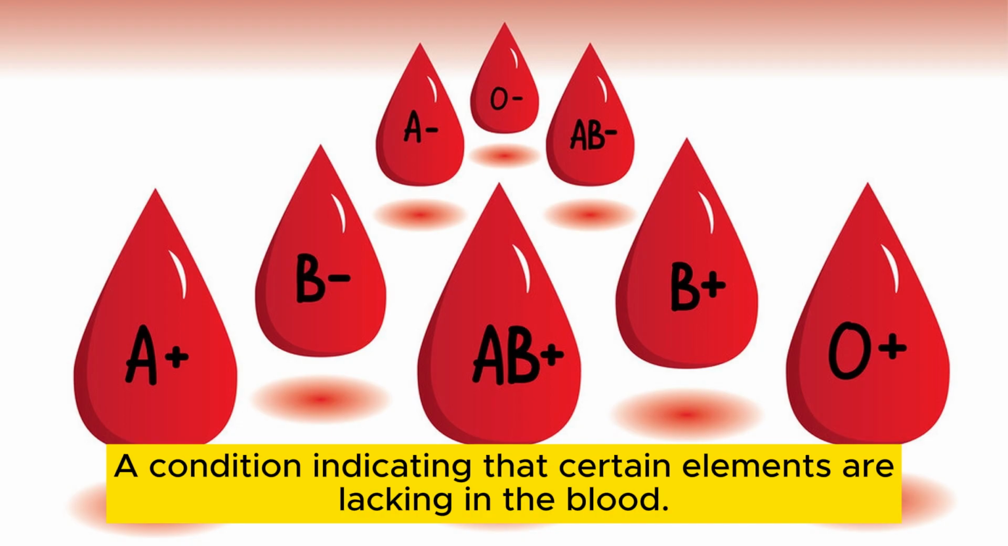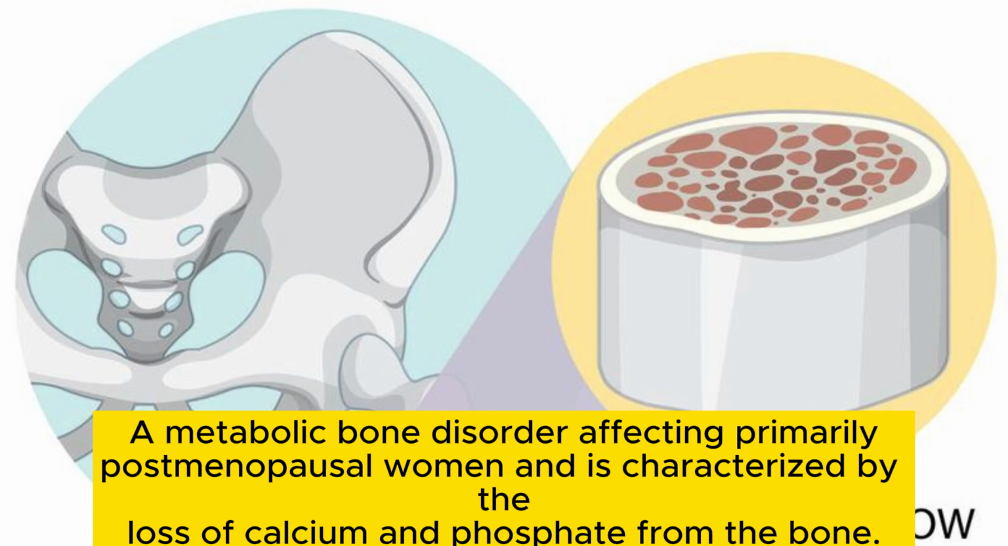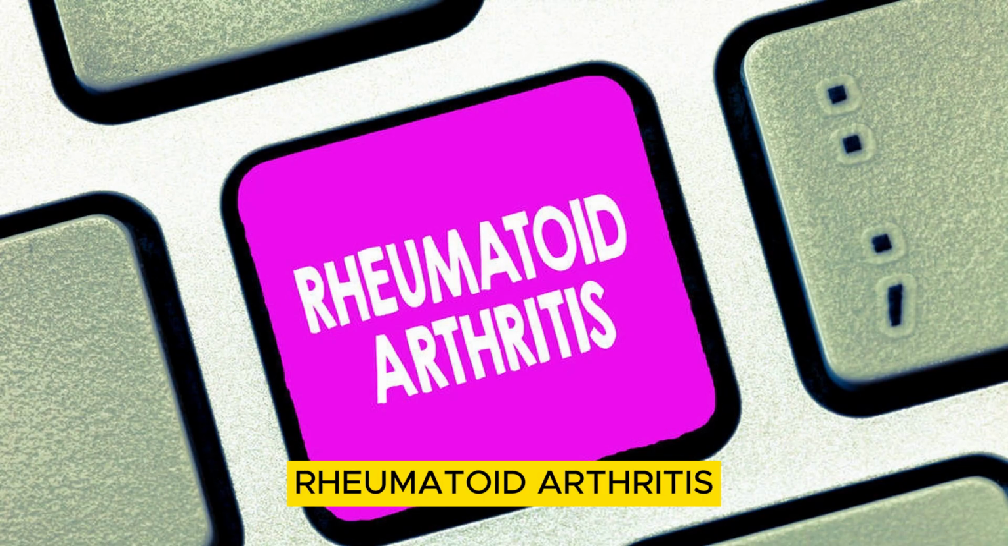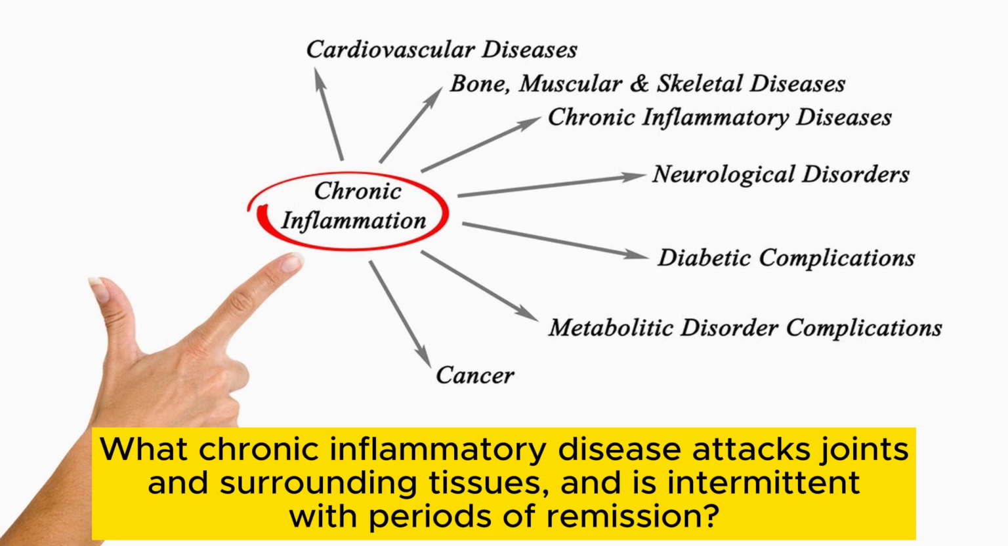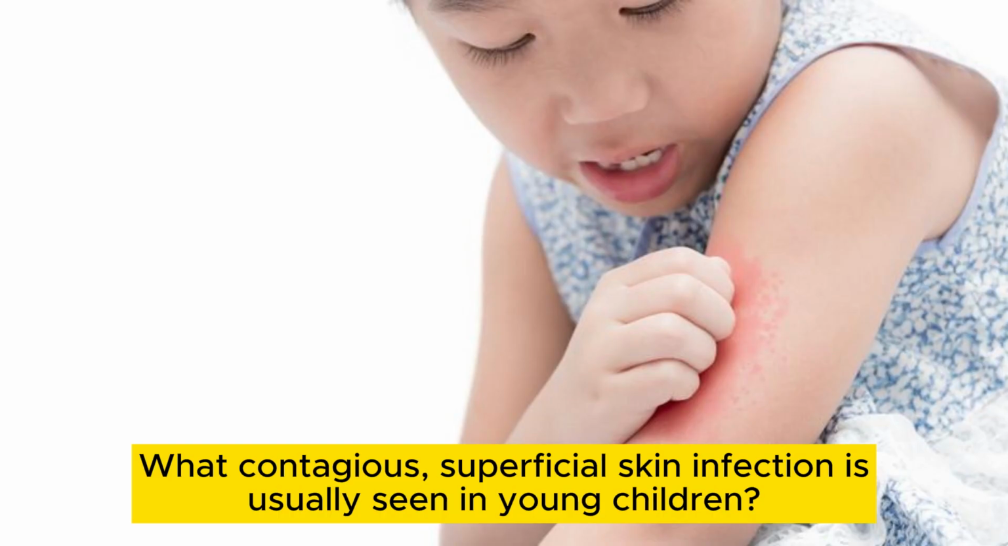Anemia. A condition indicating that certain elements are lacking in the blood. Osteoporosis. A metabolic bone disorder affecting primarily postmenopausal women and is characterized by the loss of calcium and phosphate from the bone. Rheumatoid arthritis. What chronic inflammatory disease attacks joints and surrounding tissues and is intermittent with periods of remission? Impetigo. What contagious, superficial skin infection is usually seen in young children?